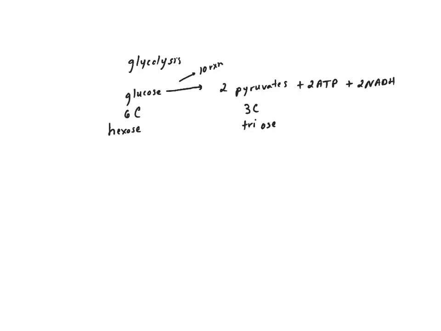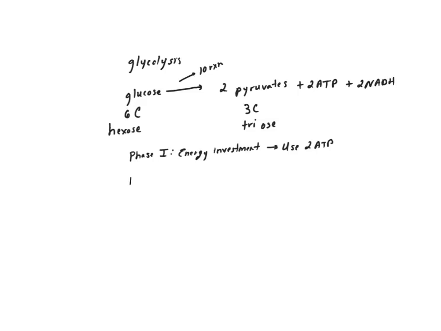There were 2 essential phases that we divided this into. The first phase we called phase 1. We termed this the energy investment phase. Phase 1 is the first 5 reactions. How much energy do we invest in this phase? 2 ATP, right? So we hydrolyze 2 ATP. All right, so first 5 reactions, we utilize 2 ATP.